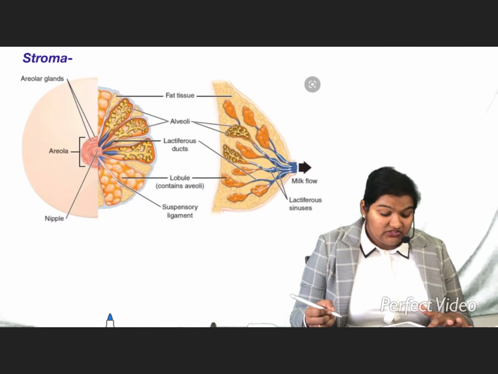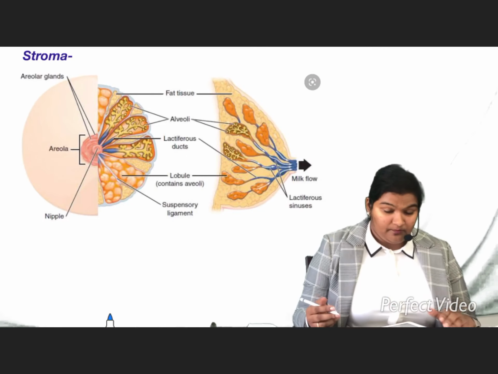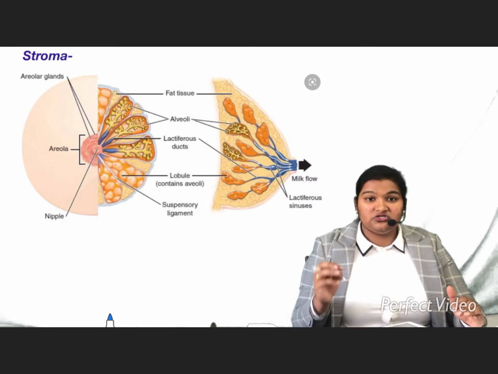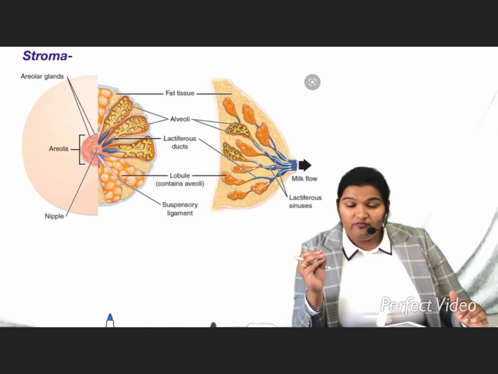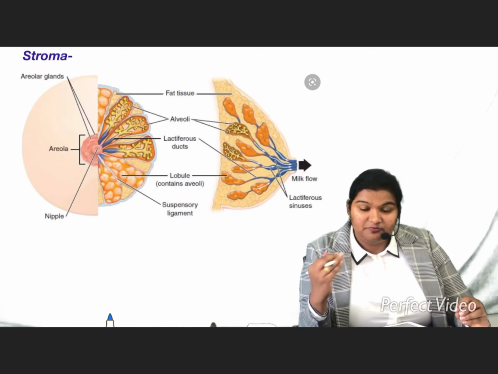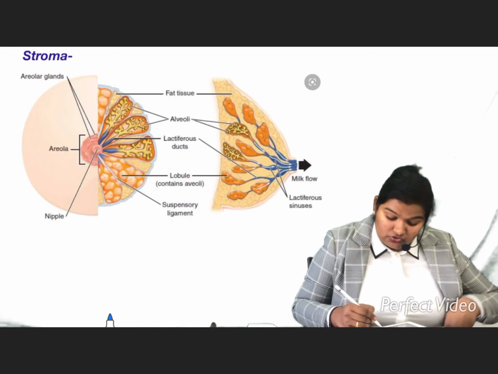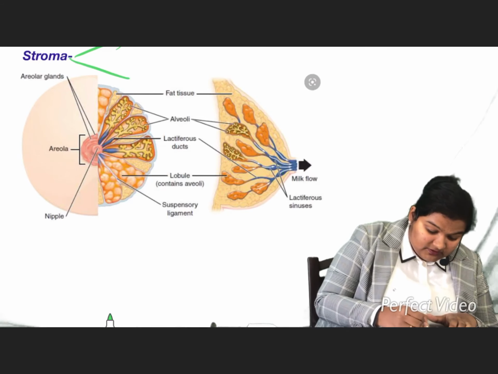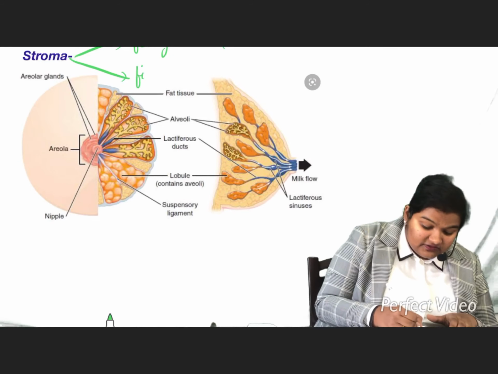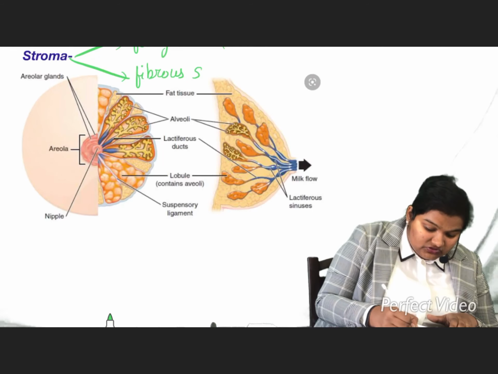Okay, now let us move towards the stroma. Stroma is of two forms. Okay, first of all, what is the function of stroma? The function of stroma is to support the structure of the breast and the parts or the structures present in the breast. So the stroma is of two types. Okay, the first one is the fatty stroma, and the other is fibrous stroma.